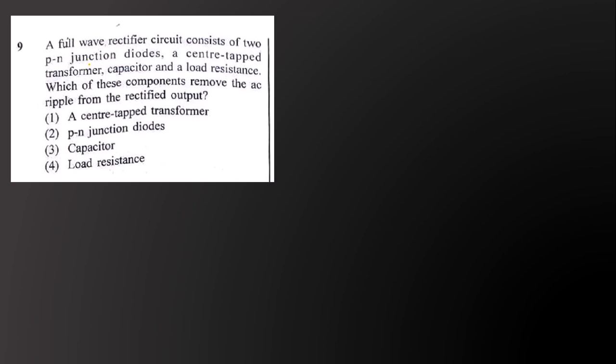So here in this question it is mentioned that a full wave rectifier circuit consists of two p-n junction diodes, a center tapped transformer, capacitor, and a load resistance. Which of the components removes the AC ripple? Well, capacitor can remove the varying current. Therefore, these ripples can be reduced by capacitor, and capacitor in fact acts as a filter.